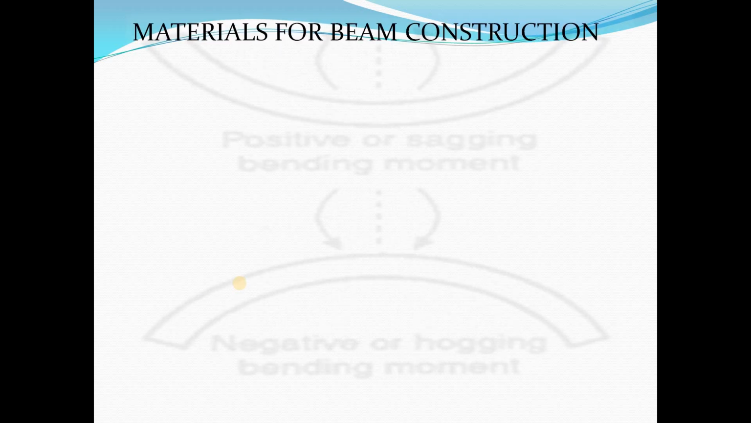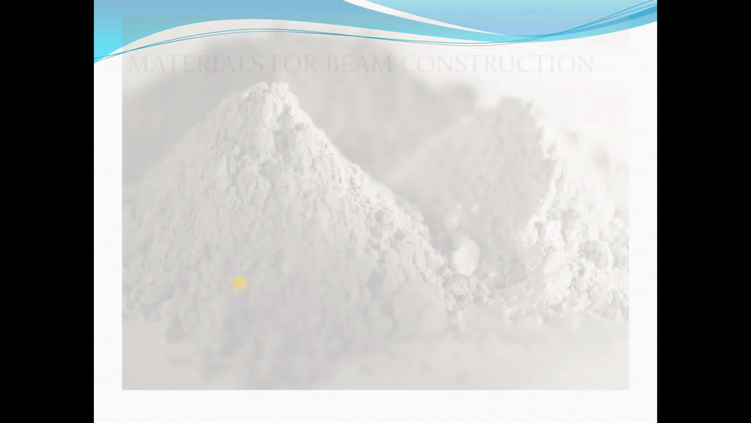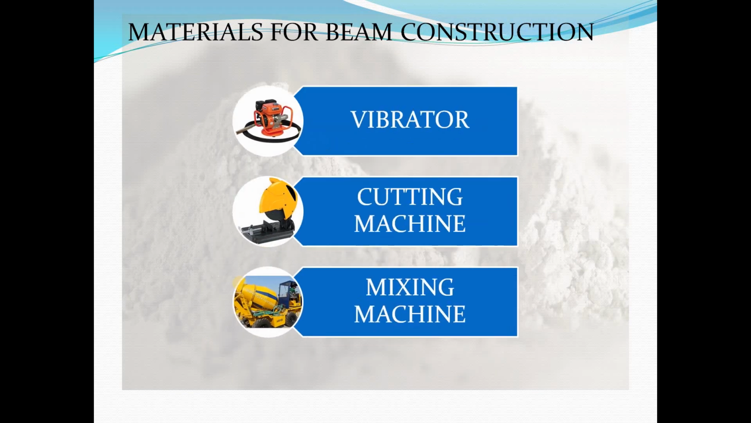Materials for beam construction: sand, cement, reinforcement, vibrator, cutting machine, mixing machine. These are used for beam construction.